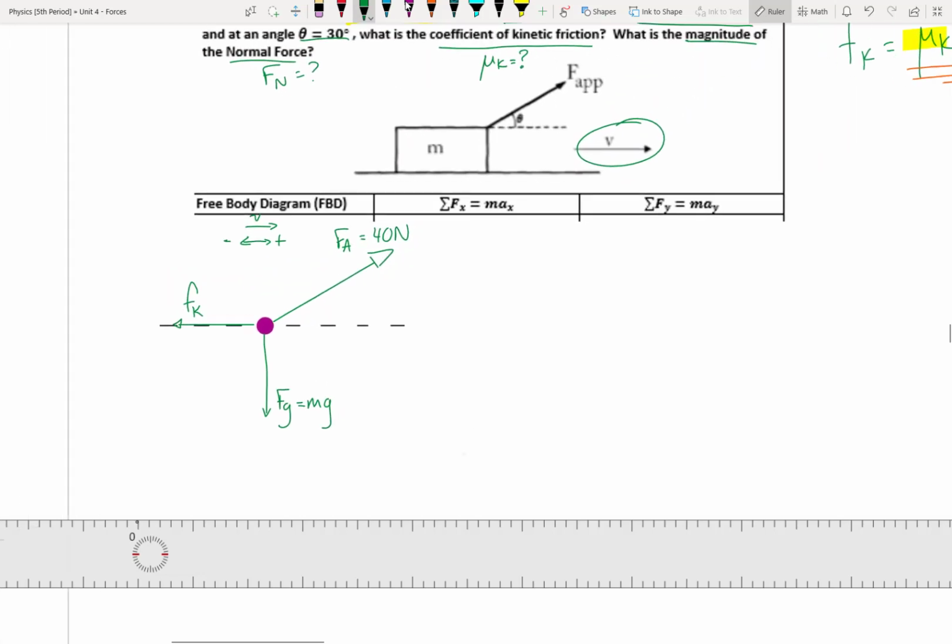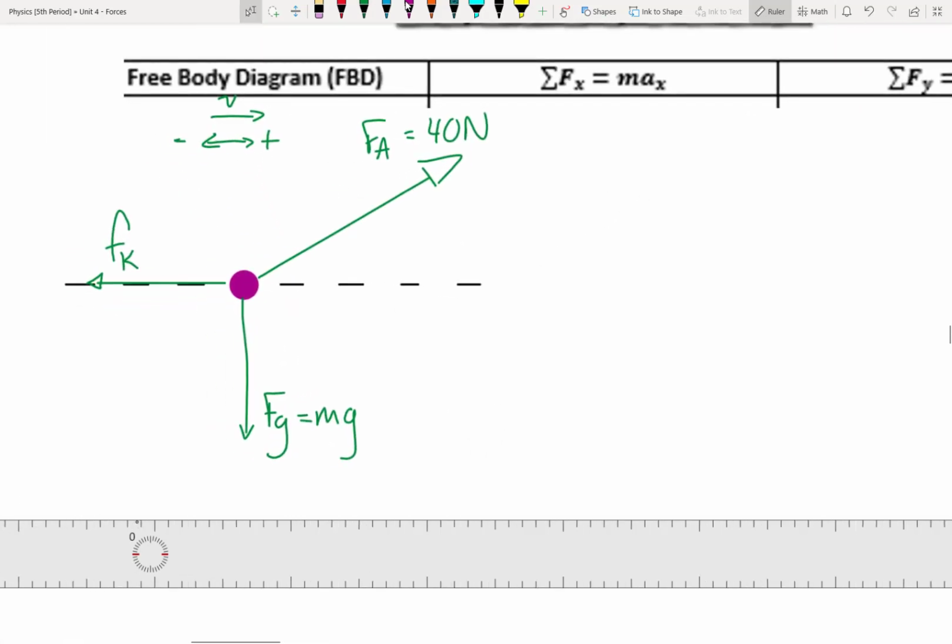Now, what are we missing here? We're missing our normal force. Remember, when we have a force at an angle, that means we have part of our force.